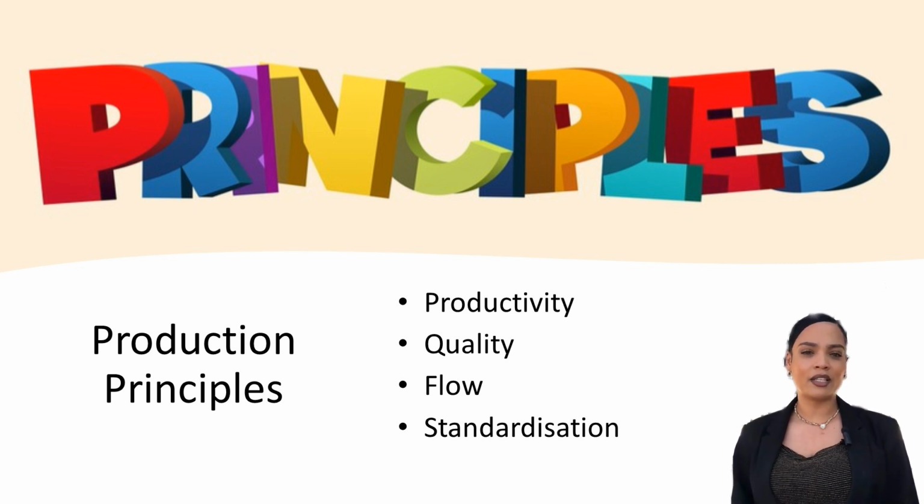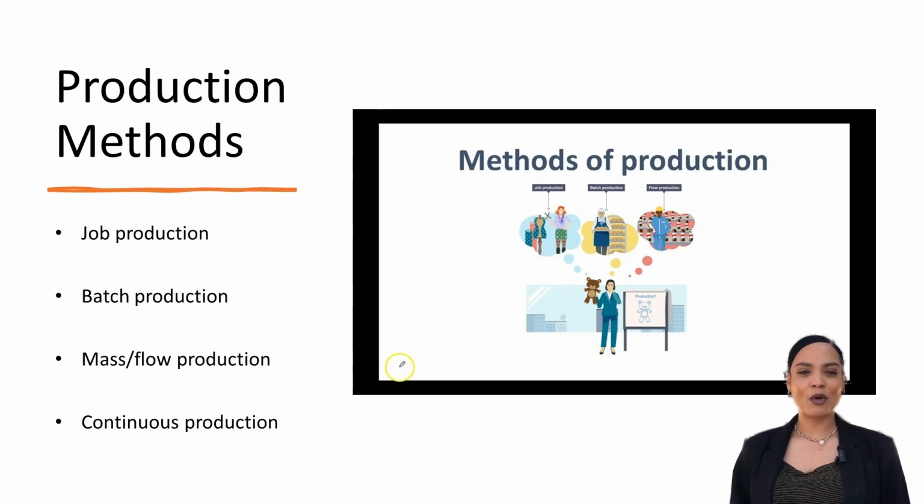Now that the principles are clear, let's look at the different ways production can be organized. Production methods describe how goods are manufactured. They influence cost, efficiency, flexibility, and quality. 1. Job production.